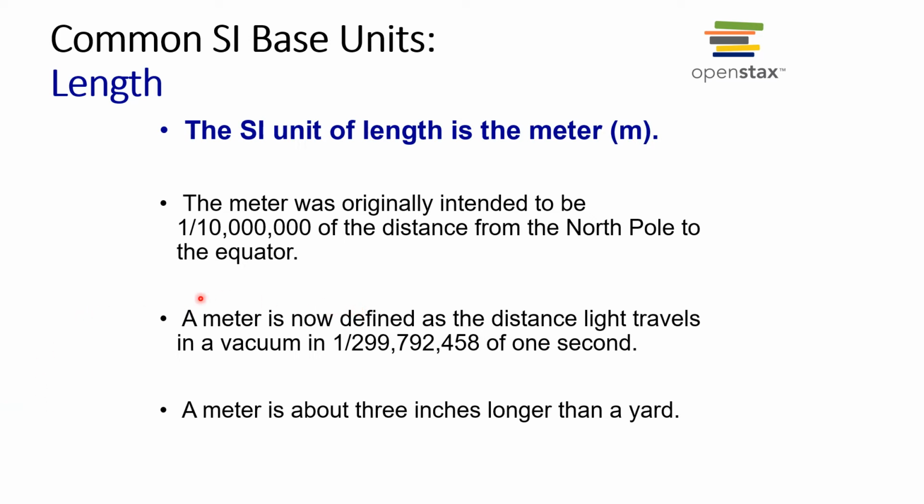So now, in the modern era, we actually tie it back to time and to the speed of light. I think this one may end up having a problem sometime in the future now that we know more about how light works. But anyway, a meter for right now is defined as the distance that light travels in a vacuum in a very, very tiny fraction of a second. So that's how we define a meter now. It's about 3 inches longer than a yard, about 39 inches-ish.